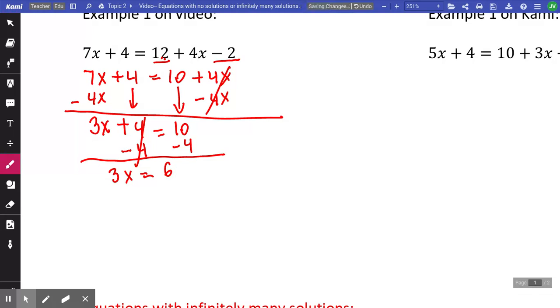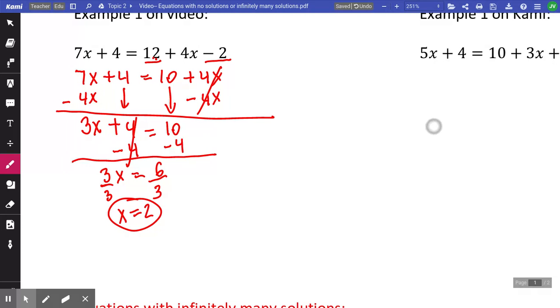3 is being multiplied to x. So if I divide both sides by 3, x equals 2. So this equation has one solution, and that solution is x equals 2.